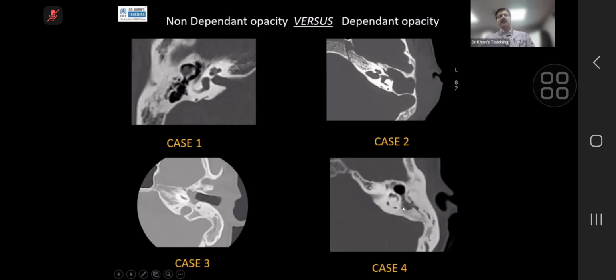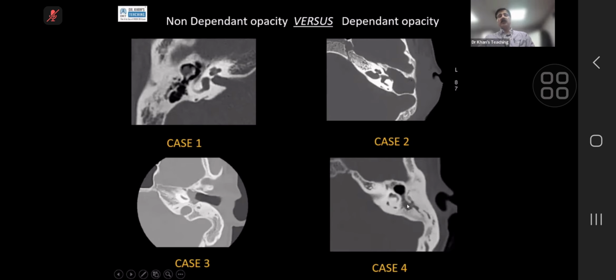On the other hand, this is a non-dependent opacity. If you can see, because acute on chronic mastoiditis can also cause bony destruction. But if you see, there is a fluid level here, and this is a non-dependent cholesteatoma.